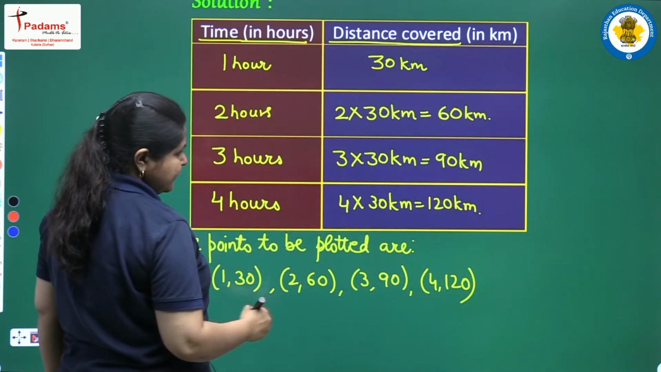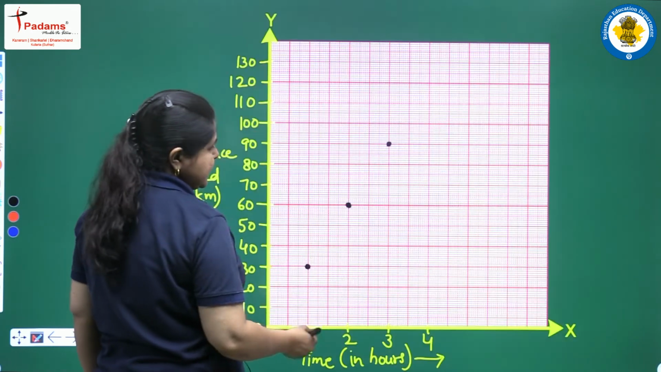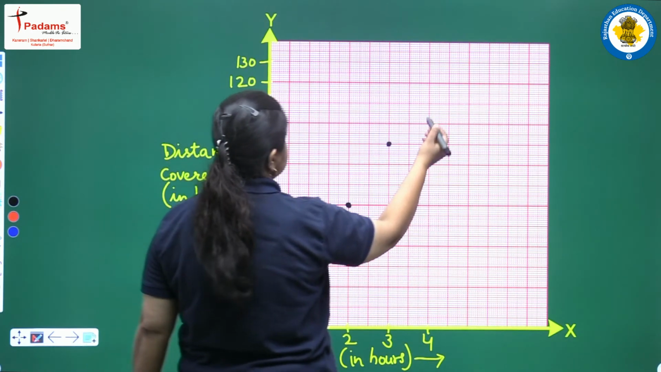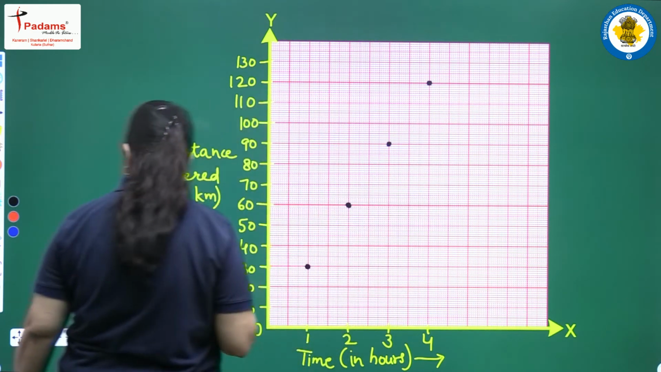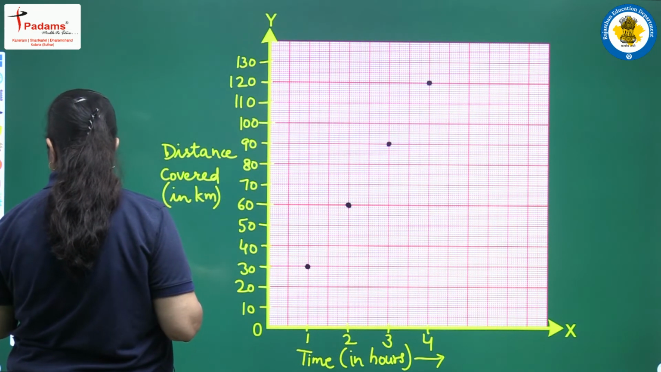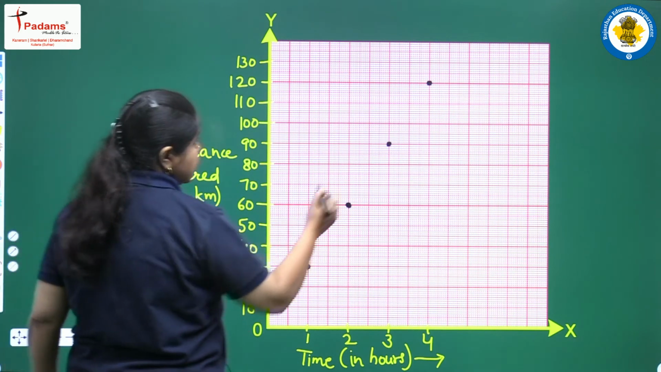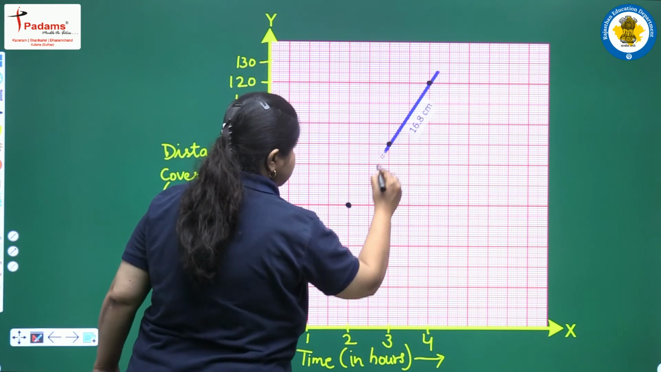And then we have 4 and 120, 4 from here and 120 from here. Okay, now these points are done. What do we have to do with them now? Next we need to join these points.